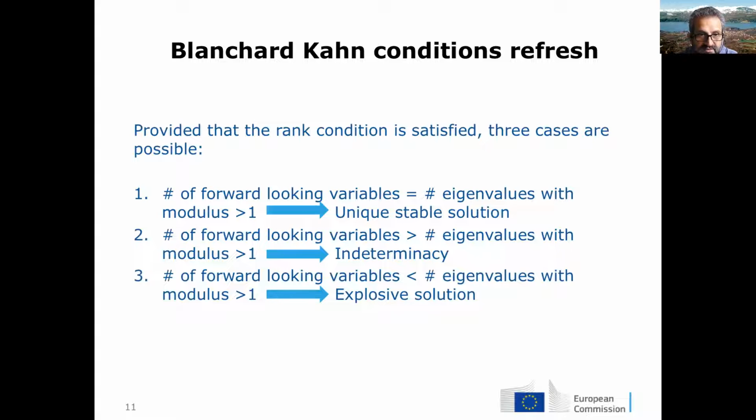So if the number of forward-looking variables is equal to the number of eigenvalues bigger than 1, you have a unique saddle path solution. If the number of forward-looking variables is bigger than the number of explosive eigenvalues, you have indeterminacy. If the number of forward-looking variables is smaller than the number of explosive eigenvalues, you have an explosive solution.